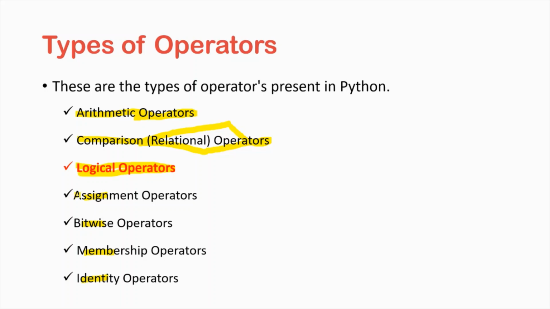The fourth one is the assignment operator. The fifth one is bitwise operators. The sixth one is the membership operator. And the seventh one is the identity operator. So now we will start with the logical operators.